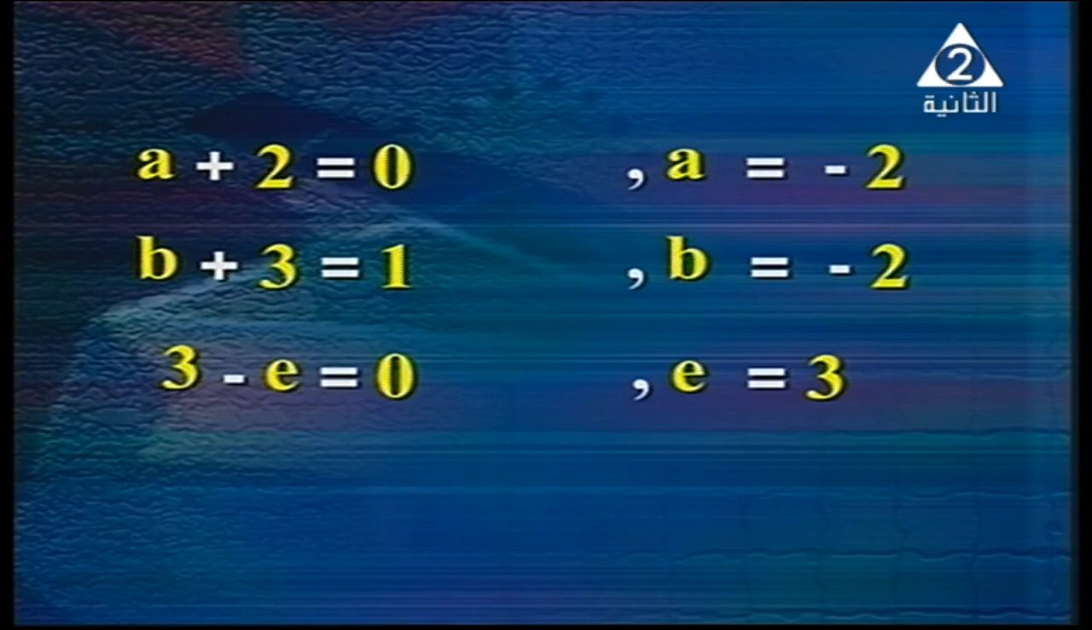A plus 2 equals 0, then a equals negative 2. In direction j, b plus 3 equals 1, then b equals negative 2. And last, in direction k equals 0, 3 minus e equals 0, then e equals 3. The constant a equals negative 2, constant b equals negative 2, constant e equals 3.